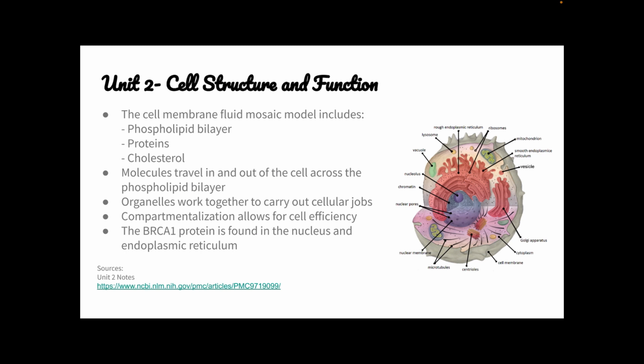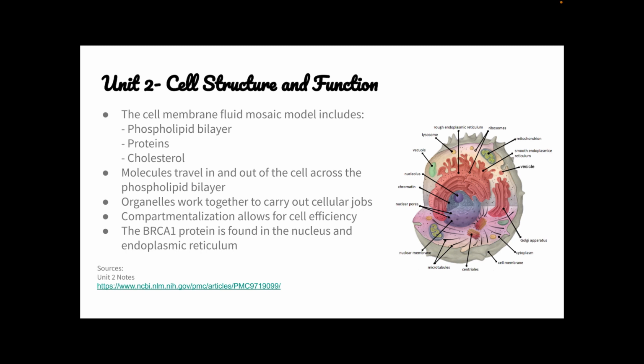to carry out cellular jobs, which help keep the cell running, creating the nutrients it needs, bringing in nutrients it needs. It's very important that all the organelles are working together. And so different parts of the cell are compartmentalized to allow for cell efficiency. So you have the endomembrane system, which involves the making and exporting of proteins. You have waste organelles like the lysosomes. You have energy organelles that help create energy in the cell, like the mitochondria.